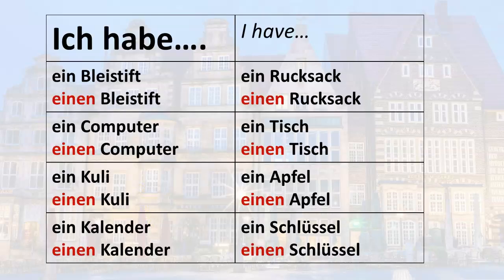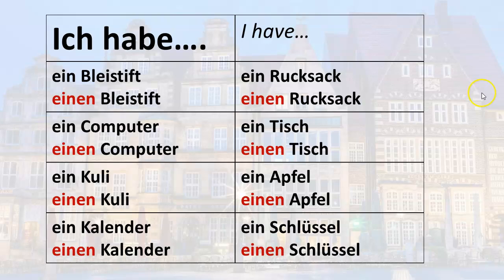Let's practice a little more. We have our vocabulary here that we used the last time. So ein Bleistift is a pencil. Ein Computer, a computer. Ein Kuli, a pen. Ein Kalender, a calendar. Ein Rucksack, a backpack. Ein Tisch, a table. Ein Apfel, an apple. Ein Schlüssel, a key. Remember, the word at the top is in the nominative case, and the word at the bottom is in the accusative case, and that's the one that you need when you're using haben.